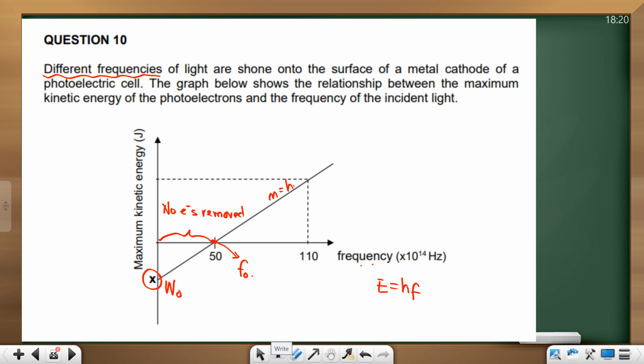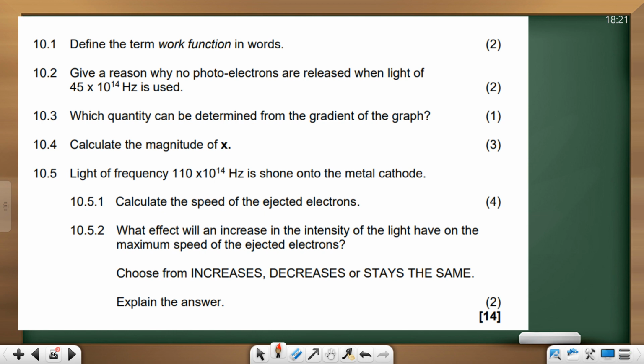All right. Guys, are you okay with me saying there's no electrons removed there? Why? Those frequencies are lesser than what? The threshold. Threshold means the minimum. So if you have anything lesser than the minimum, there's nothing that will happen. I have already answered that question if you see. Give a reason why no photoelectrons are released when light of that frequency is used. Why? It is lesser than what? Than the threshold frequency. We're done with that question.